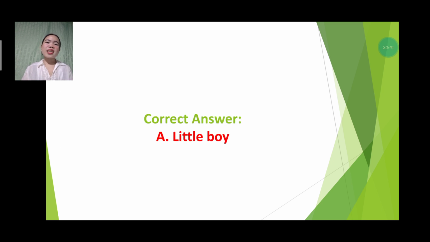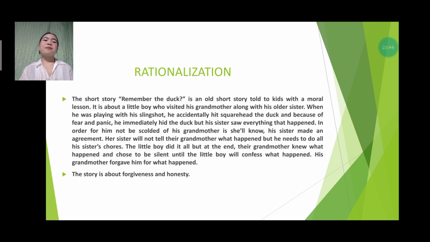The correct answer is letter A, the little boy. For our rationalization, the short story Remember the Duck is an old short story told to kids with a moral lesson. It is about a little boy who visited his grandmother along with his older sister. When he was playing with his slingshot, he accidentally hit Square-Headed Duck, and because of fear and panic, he immediately hit the duck, but his sister saw everything that happened.